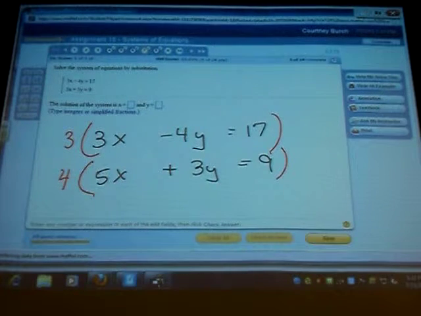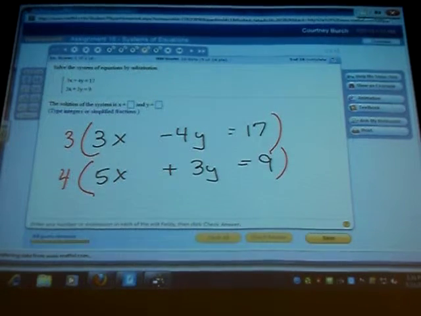So we're not going to add the two equations together? Not yet. After I multiply, then I'm going to add them. You've got to have the same number before you can add them.